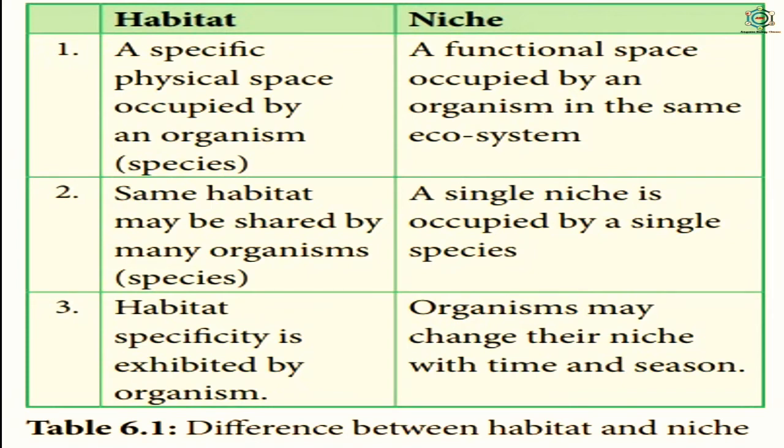Habitat is a specific physical space occupied by an organism or a species, while the niche is a functional space occupied by an organism in the ecosystem. The same habitat may be shared by many organisms, while a single niche is occupied by a single species. Habitat specificity is exhibited by organisms, while an organism may change its niche with time and season.